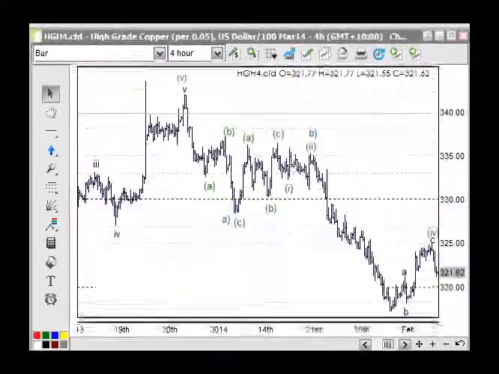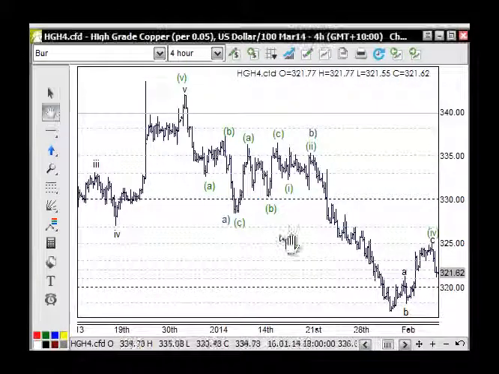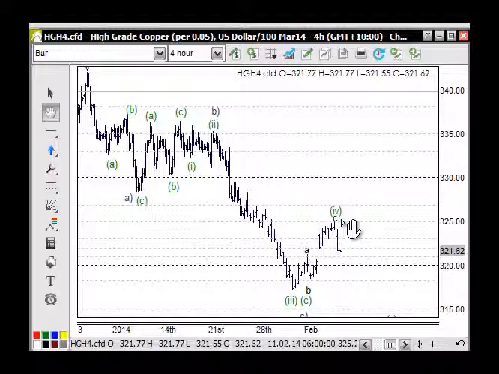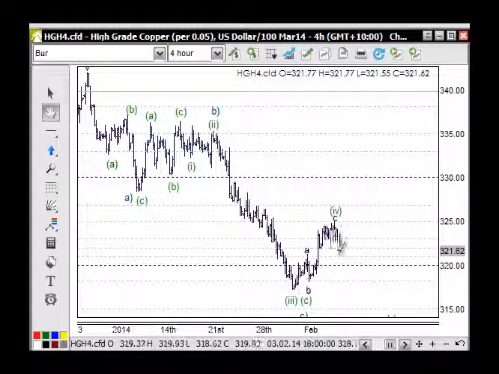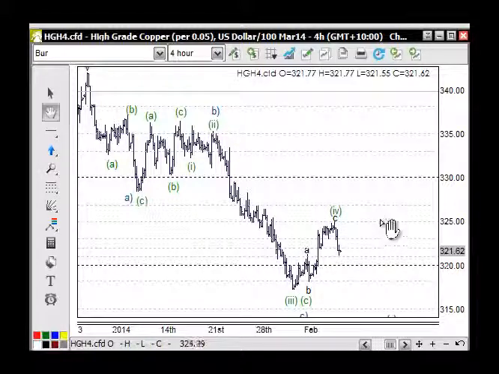The copper market has met the 325 target. Now, as it stands at the moment, this can be counted as an A and a B and a C here as a wave 4. And if it is a wave 4, this may just be the first leg of it. So basically a larger A, B and C here before we see further downside.